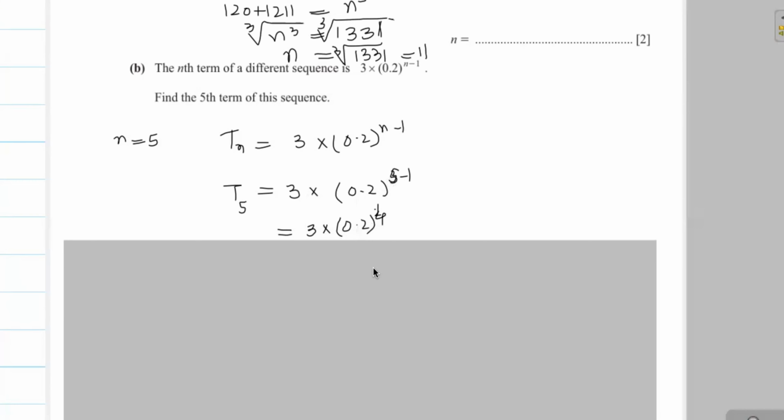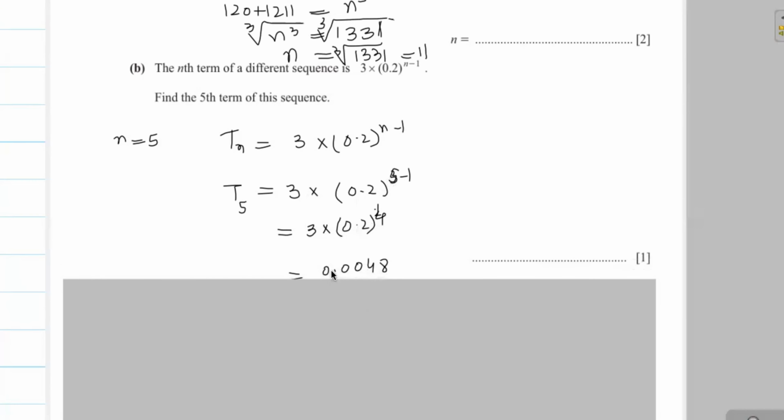Now, when we calculate this value, we get 0.0048. This is the fifth term of the sequence. This is the answer.